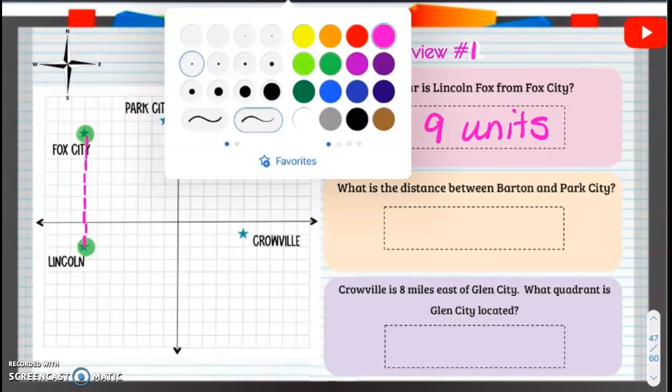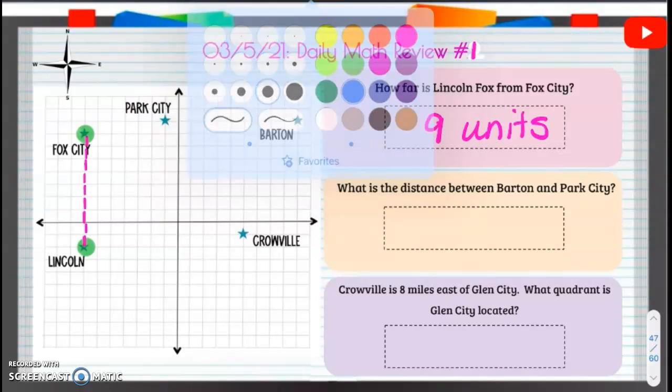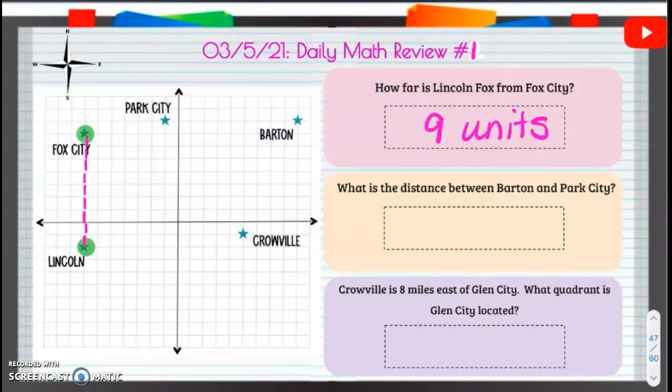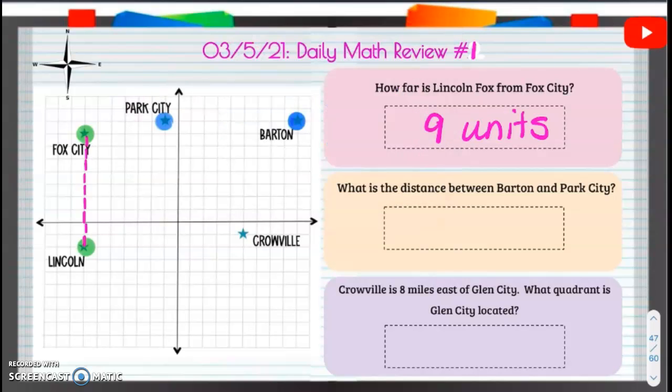Let's take a look at the next one. Barton and Park City. Here's Barton and Park City. All right, let's take a look. 1. Whoop. Actually, let's delete that. So there we go. There's 1, 2, 3, 4, 5, 6, 7, 8, 9, 10. Remember, count those. 10 units apart.